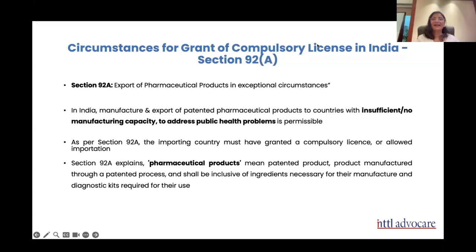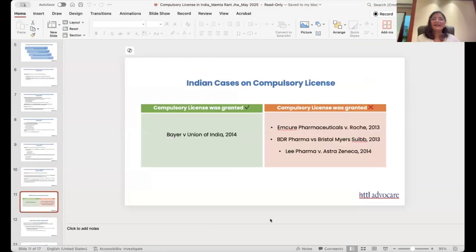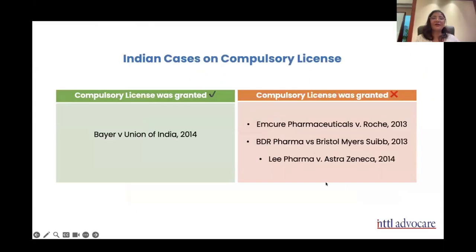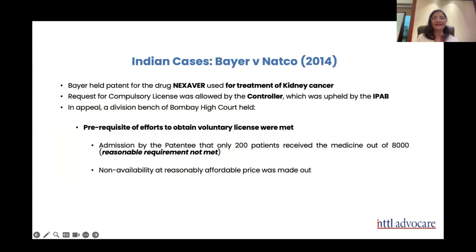Thank you. Yes. So as I said in the very beginning, I have 4 cases to discuss. In one case, which is Bayer versus Union of India, compulsory license was granted. And in 3 cases, compulsory licenses were denied. And I will take you through why it was granted and why it was denied.